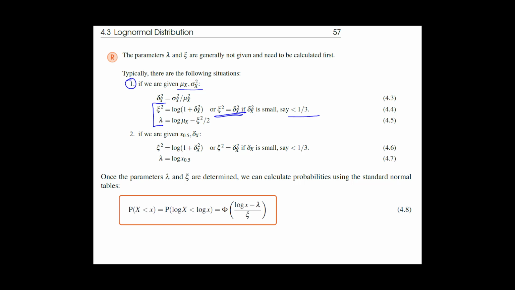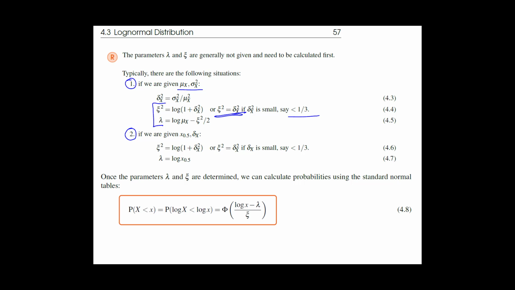Okay, and then we replace in the other equation for the expected value to solve for lambda, and this is the equation we would obtain. All right? And once you have the parameters lambda and psi, you can go ahead and compute probabilities, as we will in a minute.